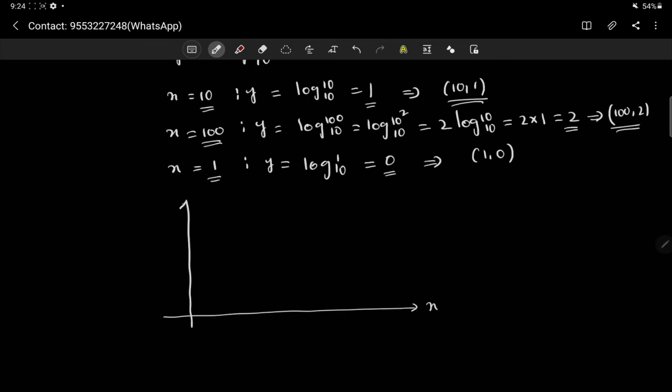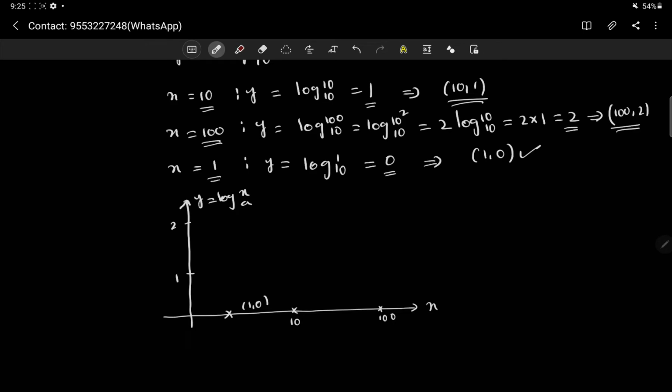These are values of x and these are values of y. Y value is nothing but here log x base a values only, where a is 10 that we have considered here. Now you see this point 1 comma 0 will be here. On x-axis you are having 10 here and 100 here. And on y-axis, here 1 will be there and here 2 will be there, suppose.